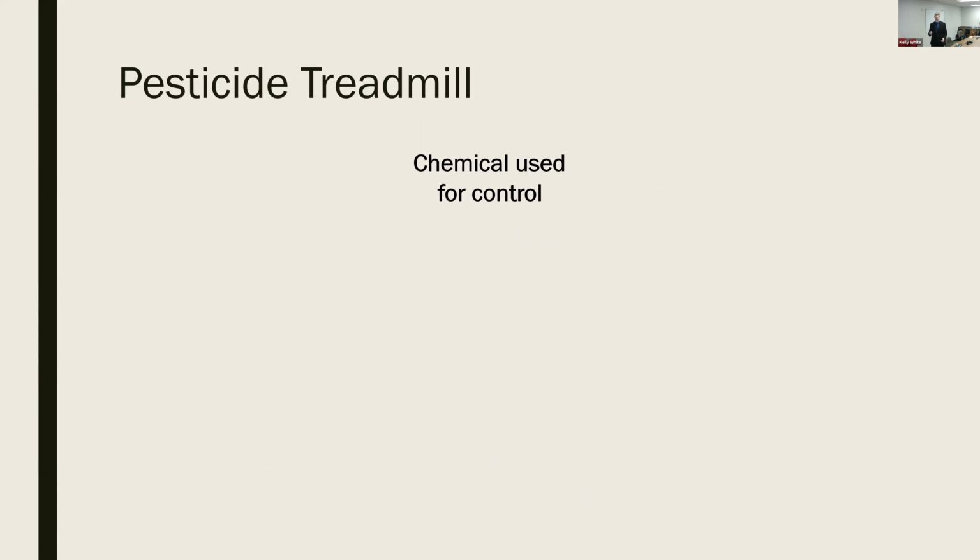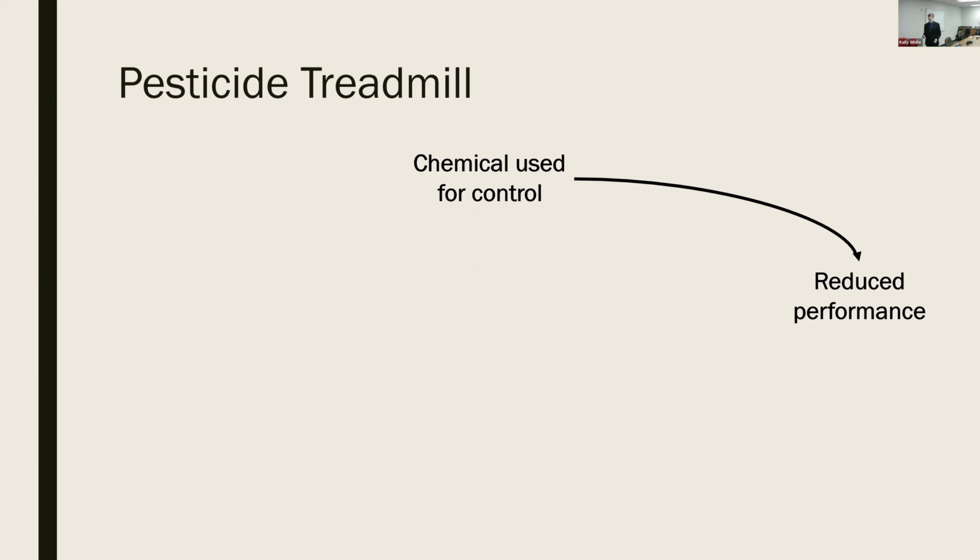So all of these factors combine to contribute to what has been referred to as the pesticide treadmill. We start out with a chemical that's effective and is being utilized well for control. After a few generations of this type of repeated application of this insecticide, we start to see a loss of efficacy in this insecticide.